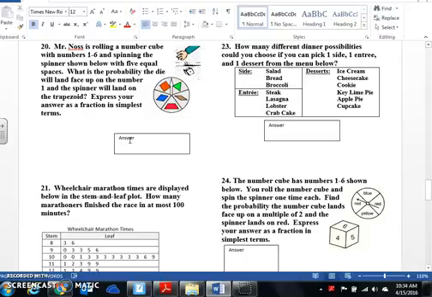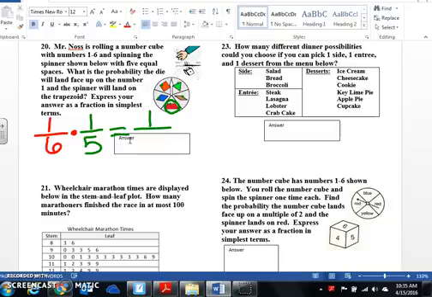20. Mr. Noss is rolling a number cube with numbers 1 through 6 and spinning the spinner shown below with 5 equal spaces. What is the probability the die will land face up on the number 1? Okay, so that's 1 out of 6. One side has a 1 on it, and there's 6 total sides. And means multiply, the spinner will land on the trapezoid. So hopefully by this point we know what a trapezoid is. It's that one. So there's one trapezoid, and there's a total of 1, 2, 3, 4, 5 spaces, so 1 over 5. Express your answer as a fraction in simplest terms. We multiply across. 1 times 1 is 1. 6 times 5 is 30. So there's a 1/30th chance.